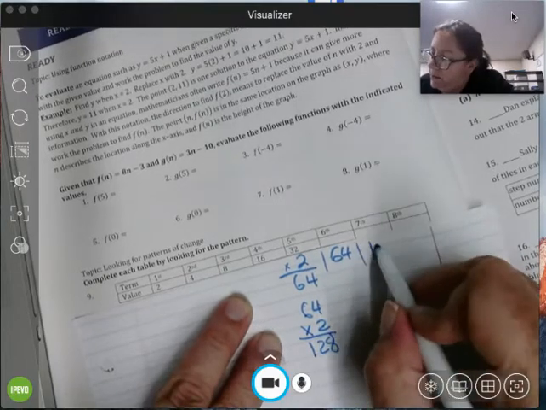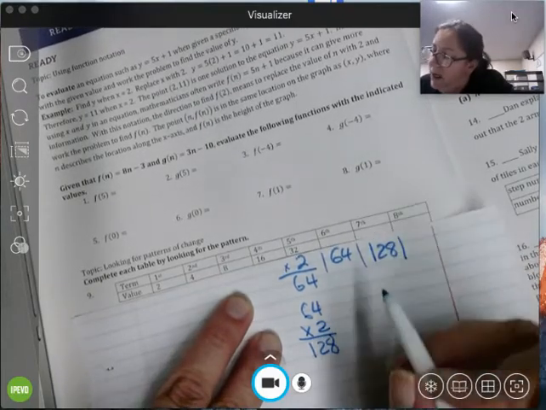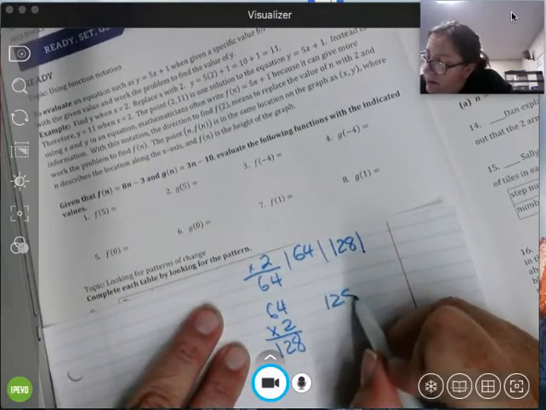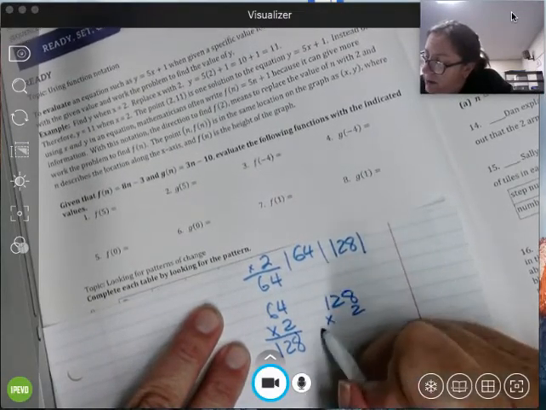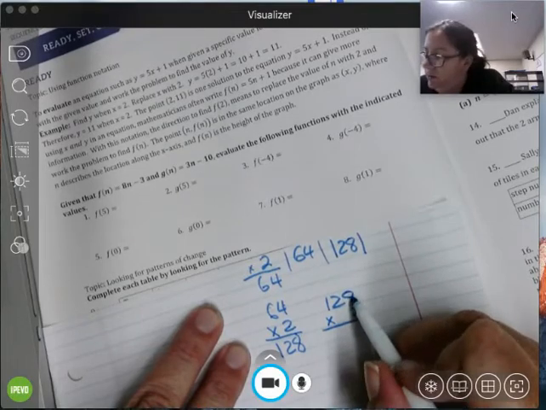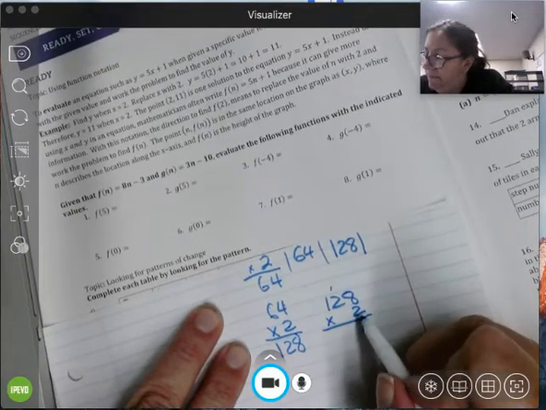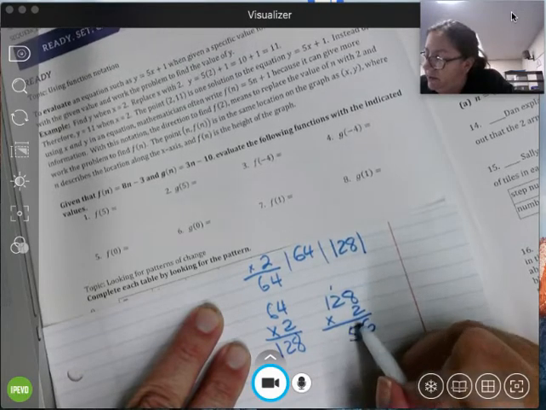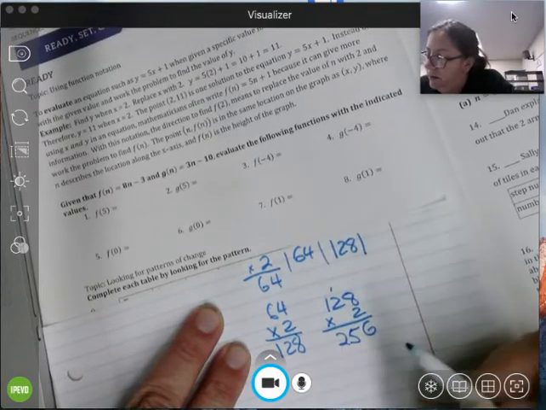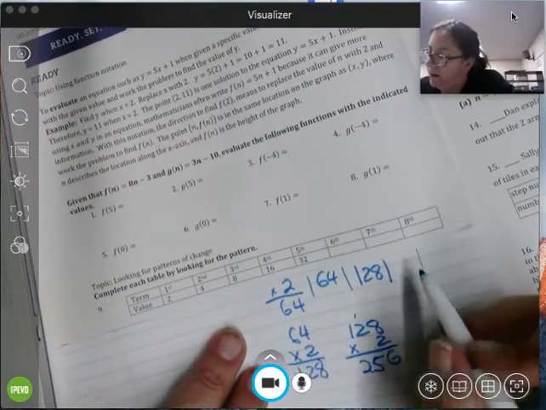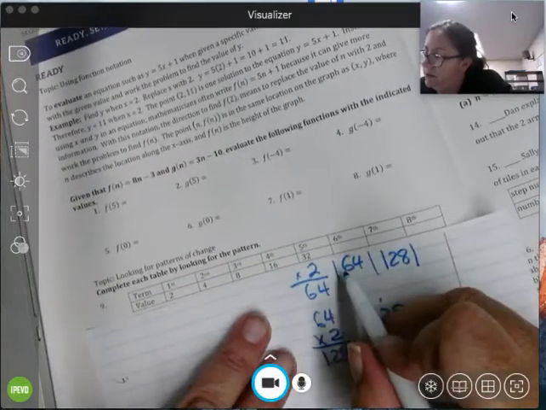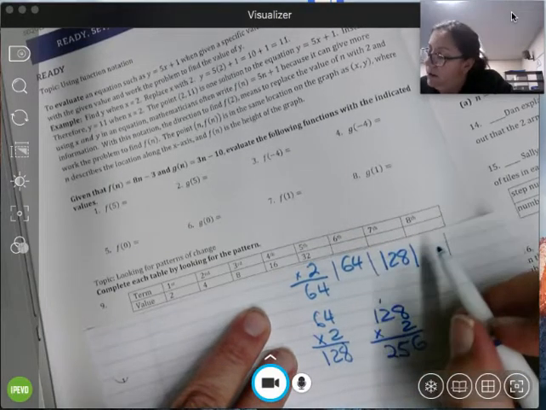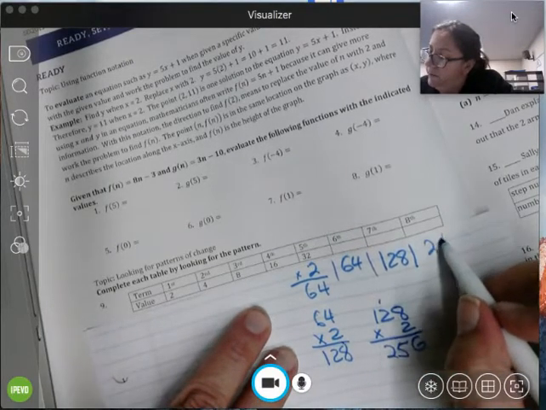So that gets me 128. And again, I really want you to do these without a calculator. It's good practice. Okay, 128 times 2. 2 times 8 is 16. Carry your 1. 2 times 2 is 4, plus 1 is 5. 2 times 1 is 2. 256. So my 6th term is 64. My 7th term is 128. And my 8th term is 256.